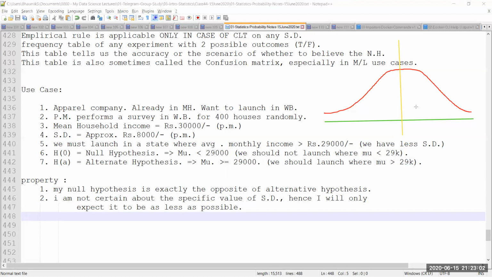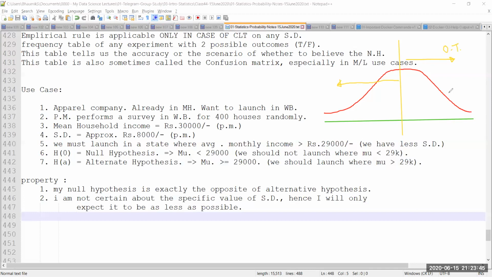So the 30,000 value is somewhere here, and then less than or equal to 29,000 is my null hypothesis. But null hypothesis is not what I'm really interested in. I'm actually interested in something else. I'm interested in whatever is greater, right? That is what I am more interested in, because that is what is going to give me the business opportunity. The greater than or equal to 29,000 is what is going to be my actual value. So I'm going to look at some value which is only on the positive side. I'm not looking at anything on the negative side. That's why this is a one-tailed test.